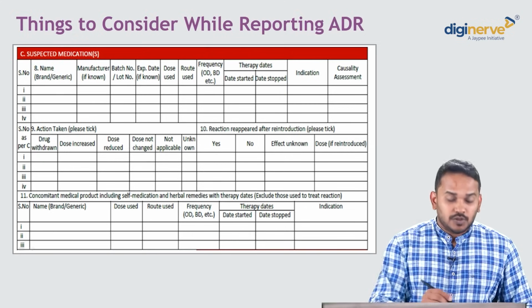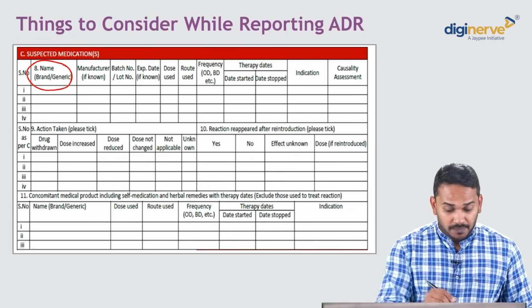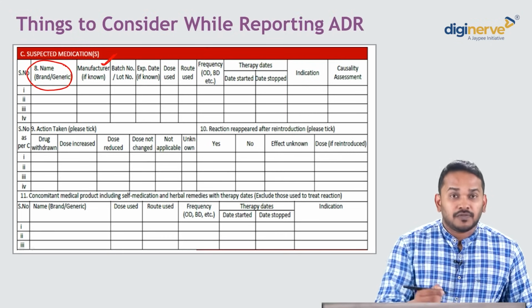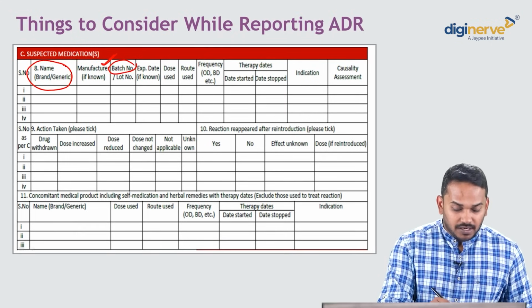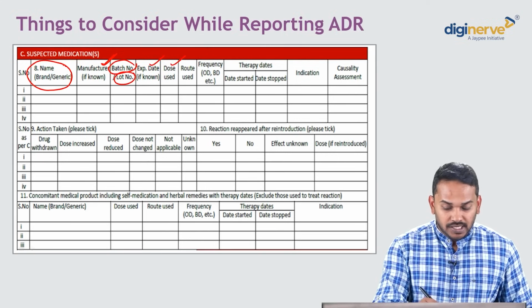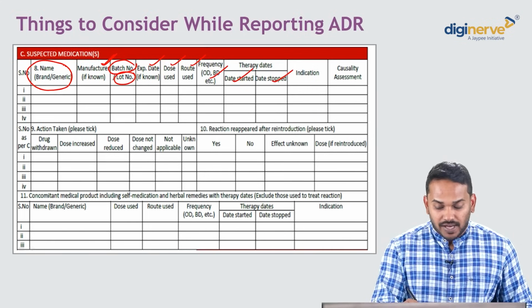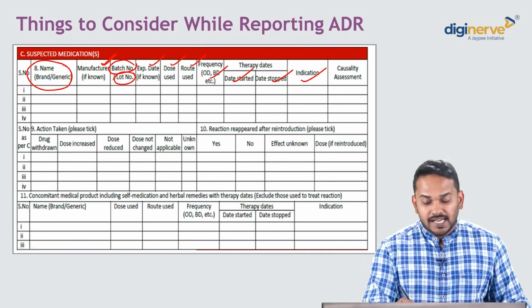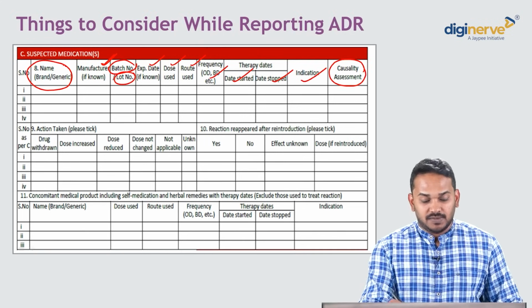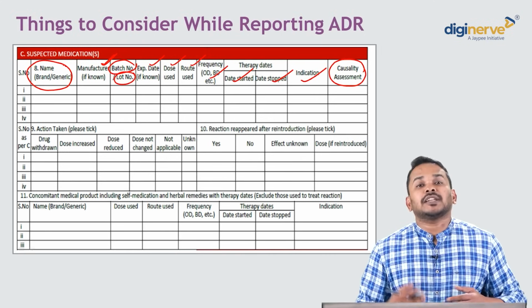The third part is about the suspected medications. So, you have to write down all the suspected medications, generic name or brand name, manufacturer if it is given, batch number or lot number, the expiry date of the medication, the dose, route, frequency, and when the drug was started and when the drug was stopped, what was the indication, and the causality assessment. These are the things that have to be written for each suspected medication. So, if you are suspecting more than one medication, you have to write all these for each medication.